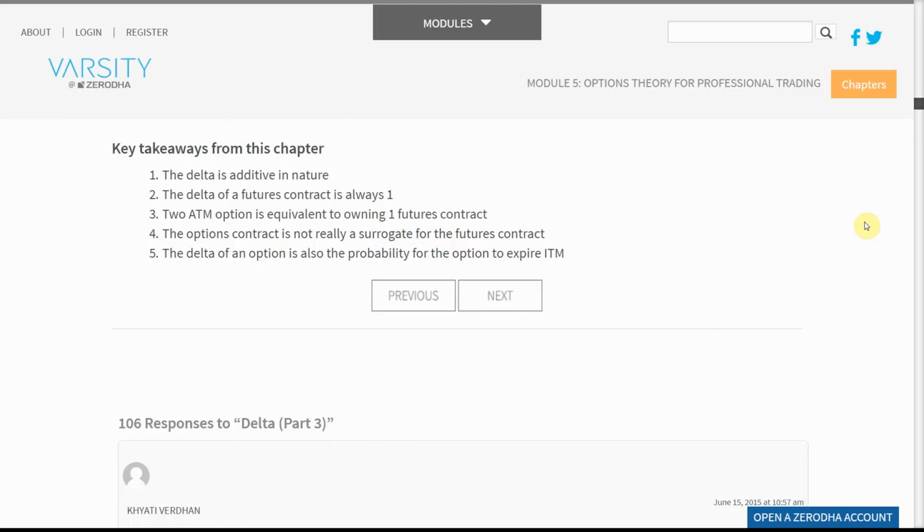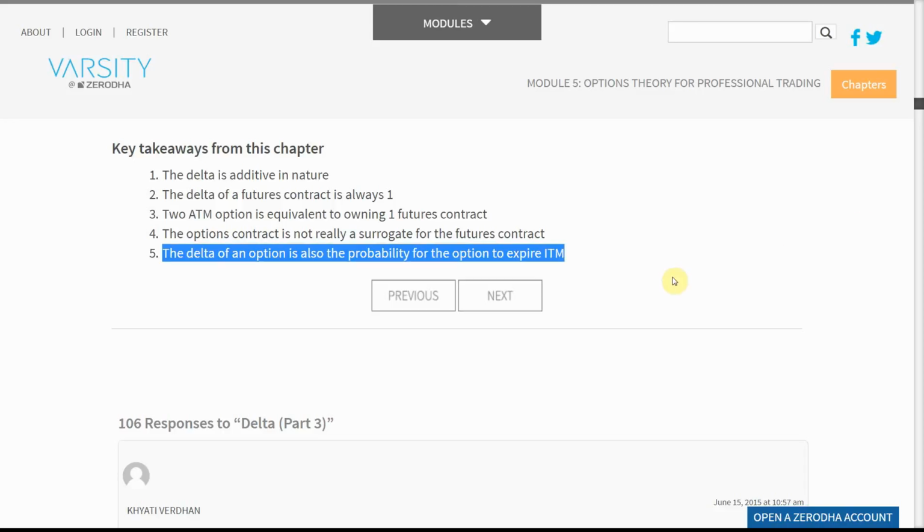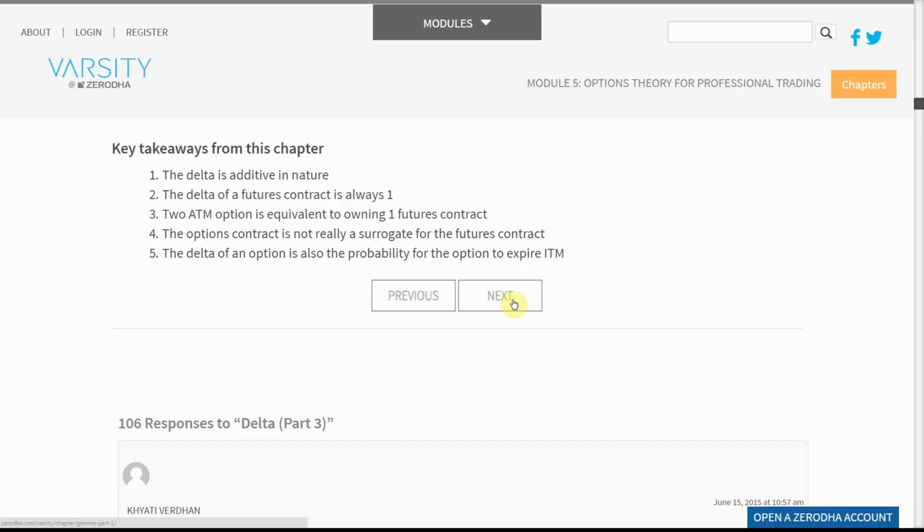Key takeaways from this chapter. The delta is additive in nature. The delta of a futures contract is always 1. 2 ATM options are equivalent to owning 1 futures contract. The options contract is not really a surrogate for the futures contract. The delta of an option is also the probability for the option to expire ITM.